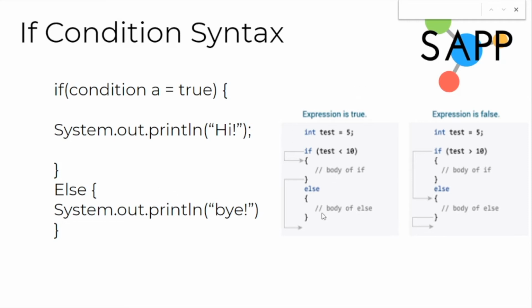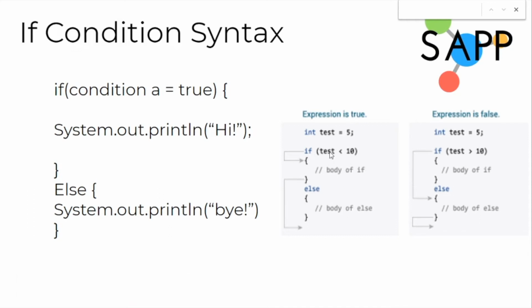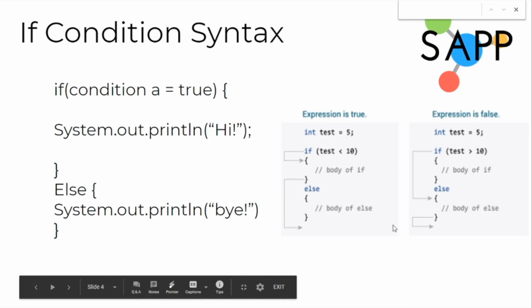Now, I found this really cool image off the web, and I think this accurately depicts how if statements work. So we have an integer test here, and its value is 5. Now, if test, which is 5, is less than 10, then it will perform whatever's in here. Else, if the variable test is greater than 10, then it will perform whatever's over here.